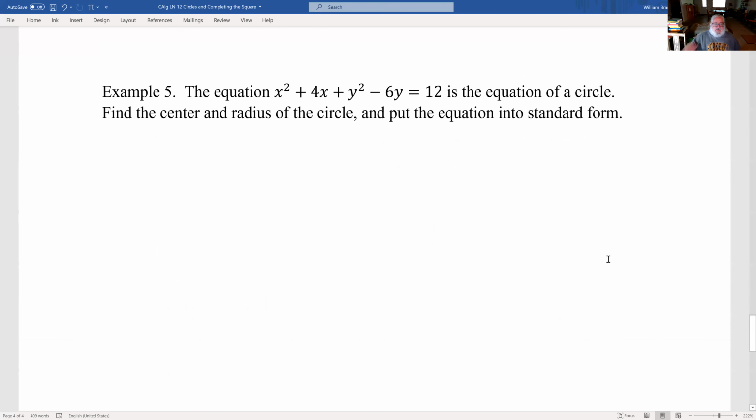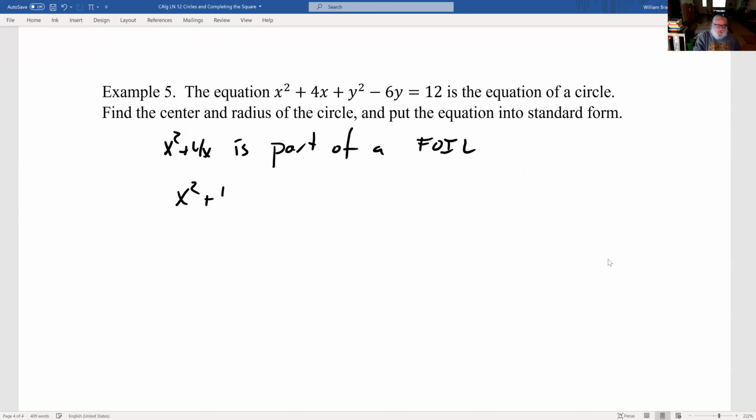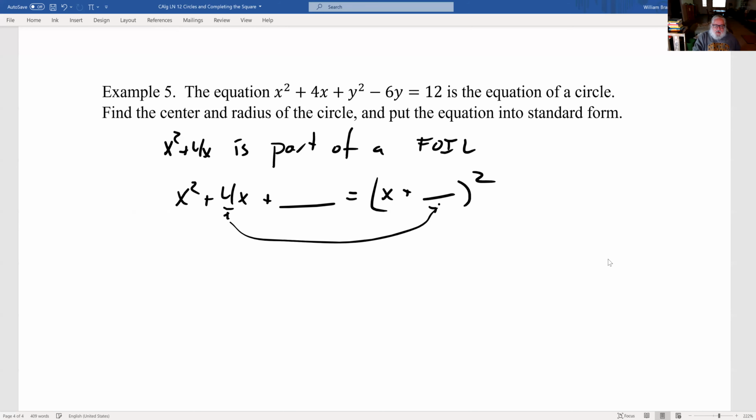Great, so here's an equation of a circle. What's the center and the radius? And can you put this into standard form? So x squared plus 4x is part of a FOIL. So I take this number and I cut it in half. That becomes 2. This number squared is 4. And you can check that. X plus 2 quantity squared is x squared plus 4x plus 4.